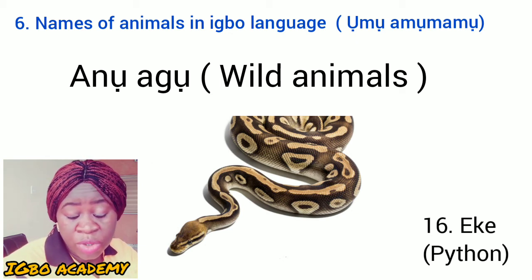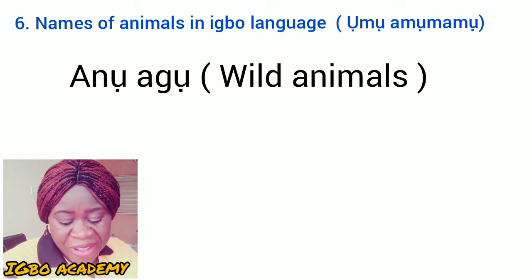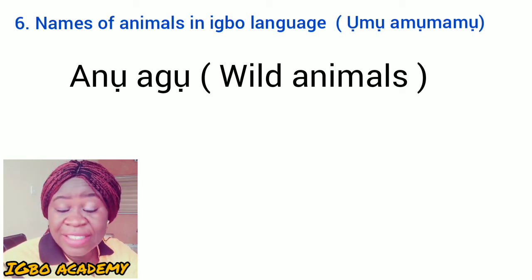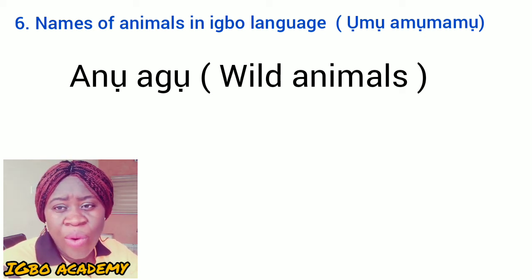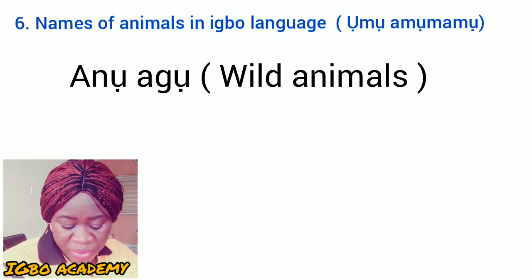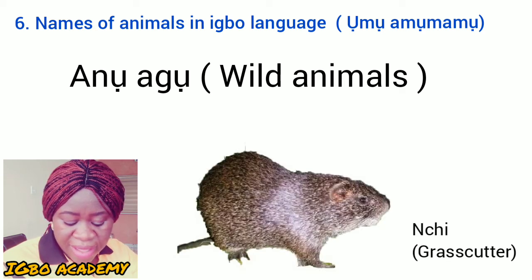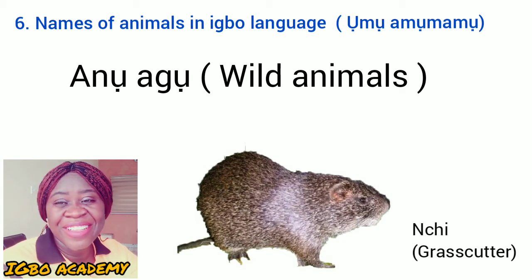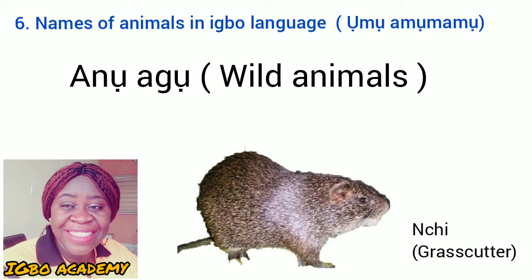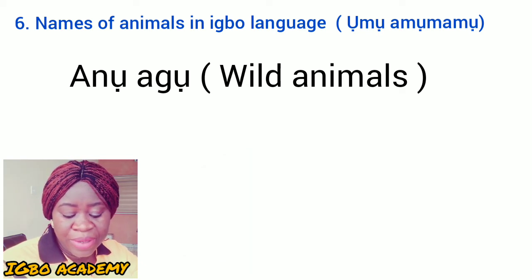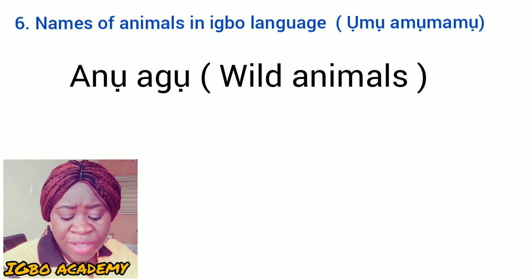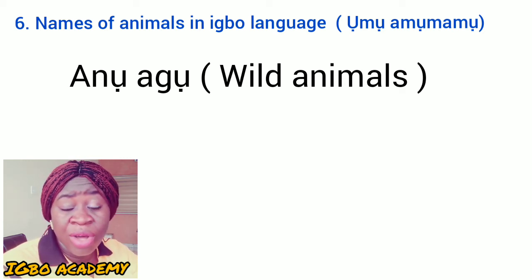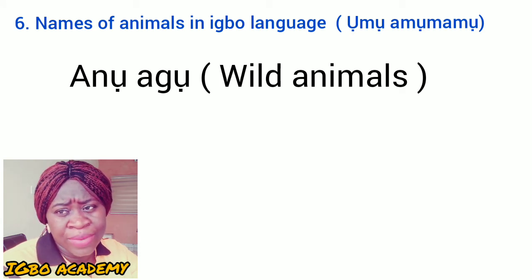Let me just put some bonus ones in case it's not complete. We also have the snake, which we call agwọ. We have the grass cutter, which we call inchi. So that is it for the wild animals. And we all know that wild animals are animals that live in the forest or in the wild, that don't live at home. And they are called anụmanụ in Igbo language.